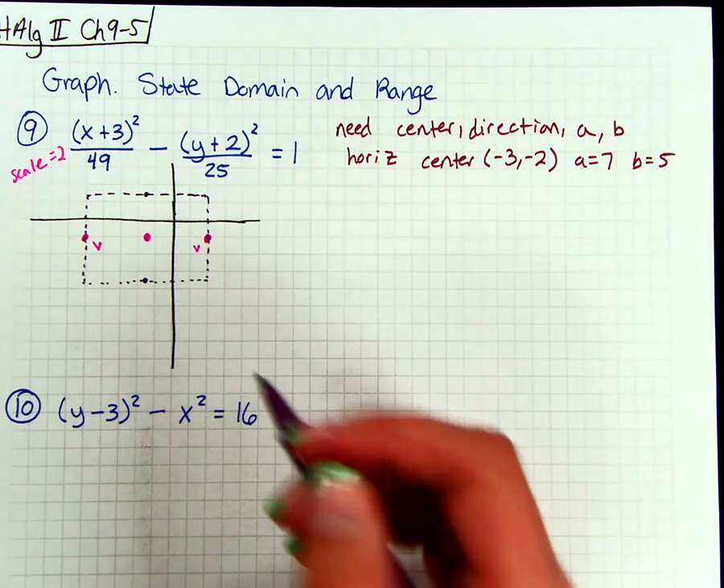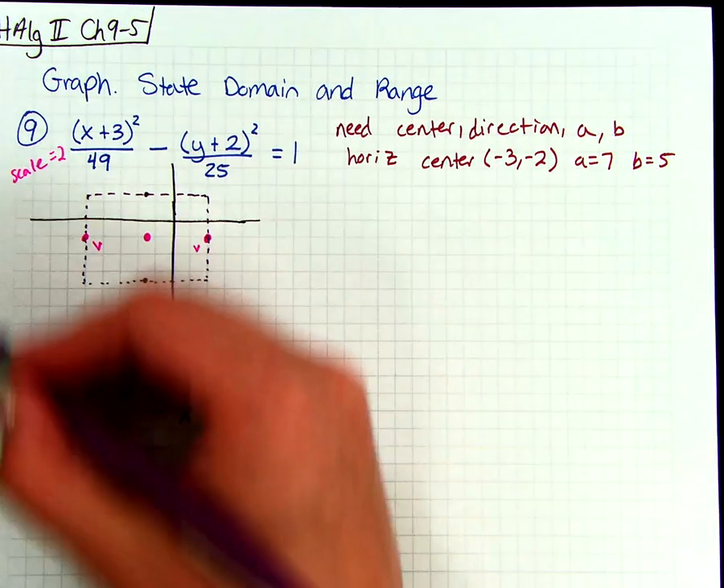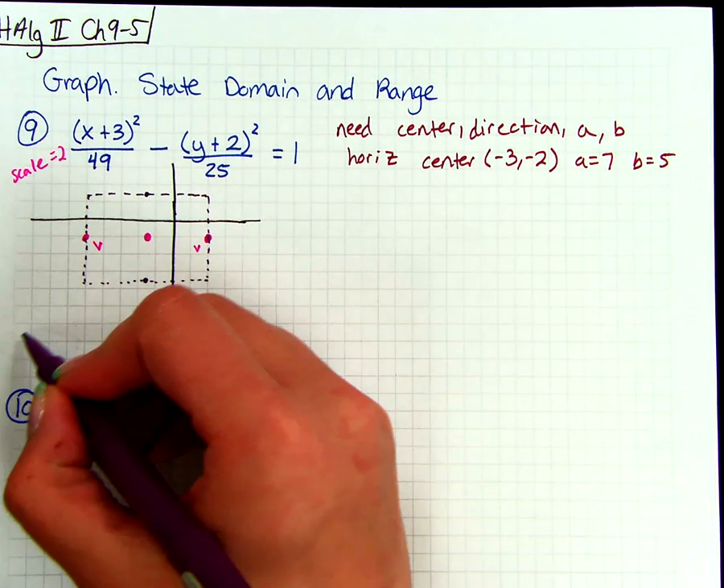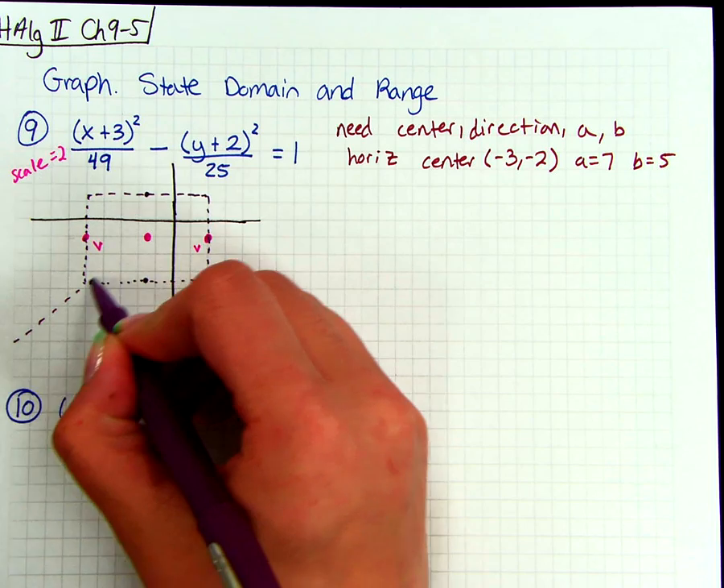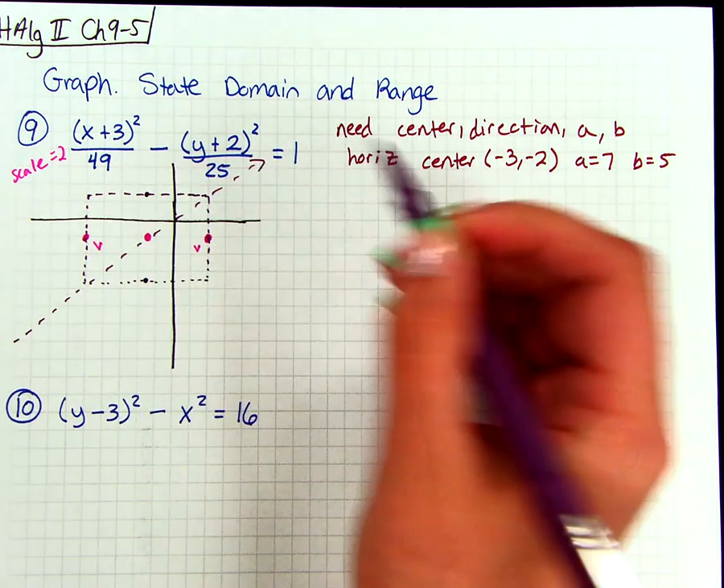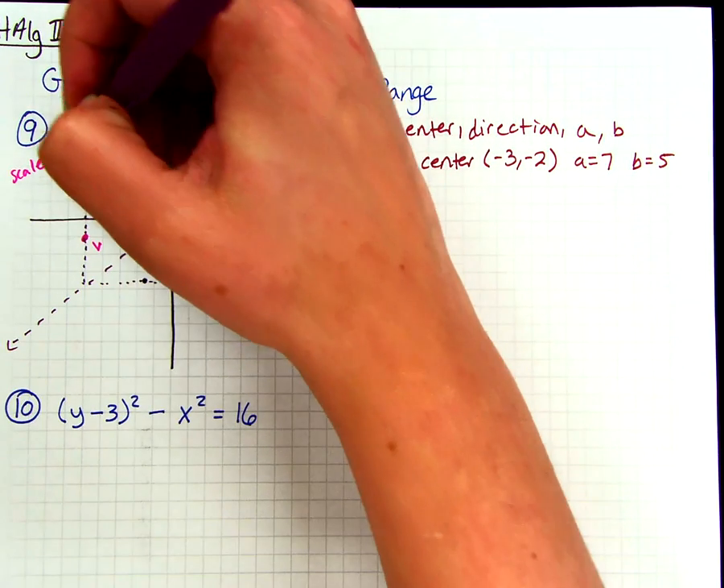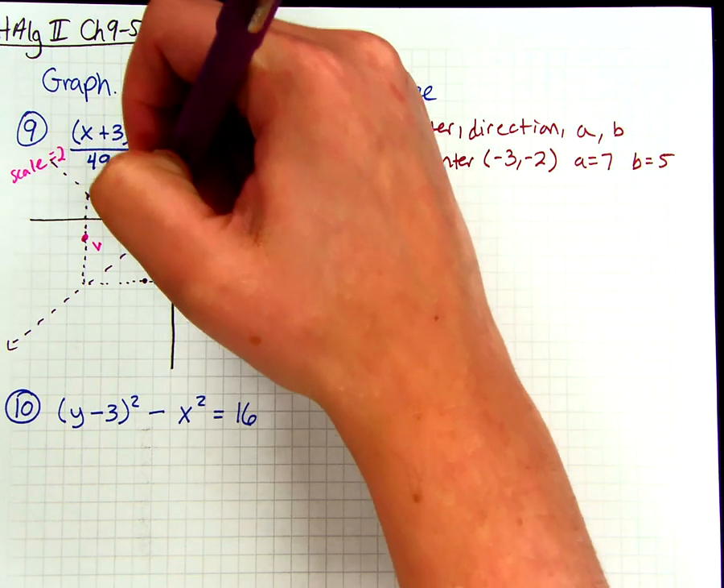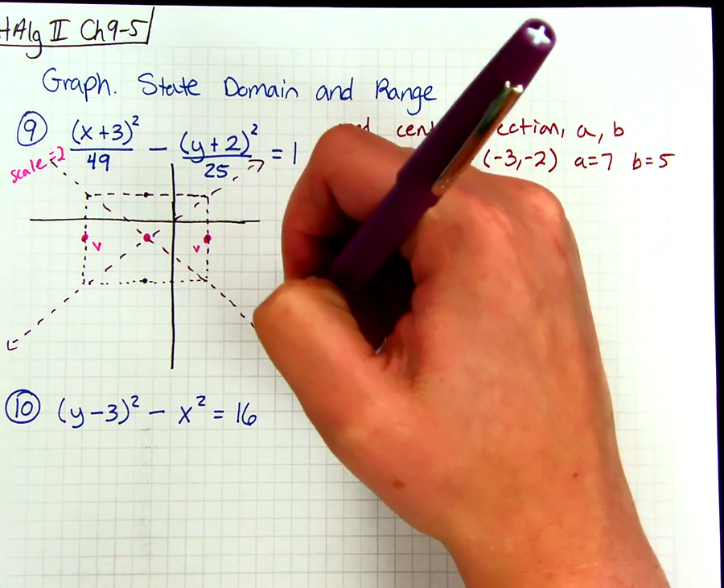Once we have that, we're going to connect the corners of our box. That's going to give us the asymptotes. I'm just going to make these dotted lines. We're connecting both corners, and that should go through the center.